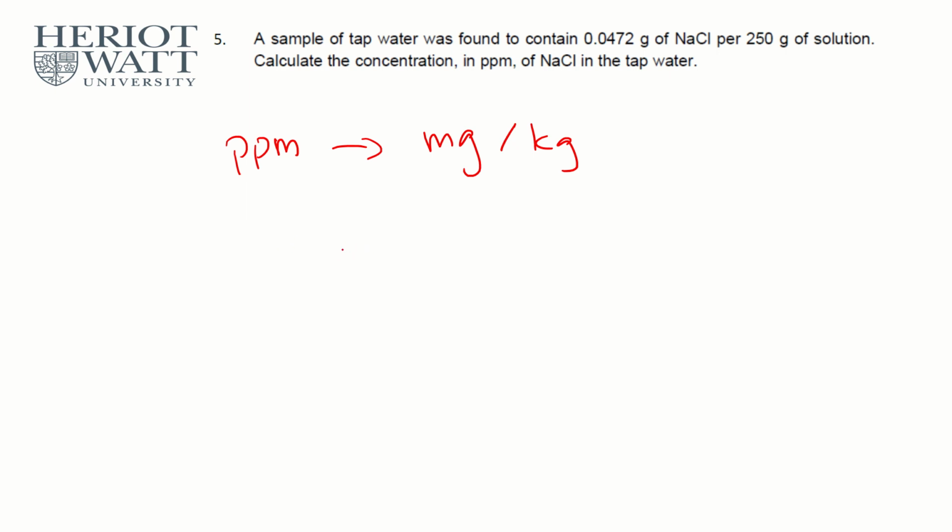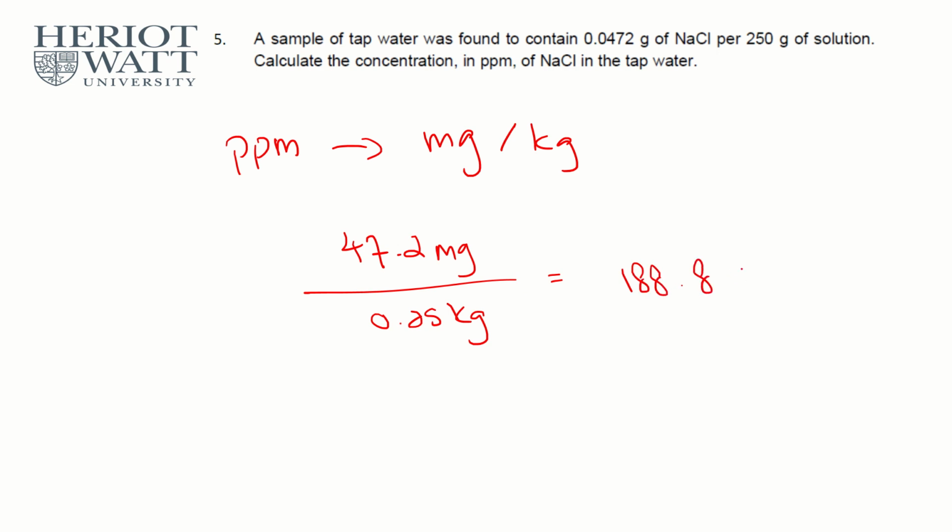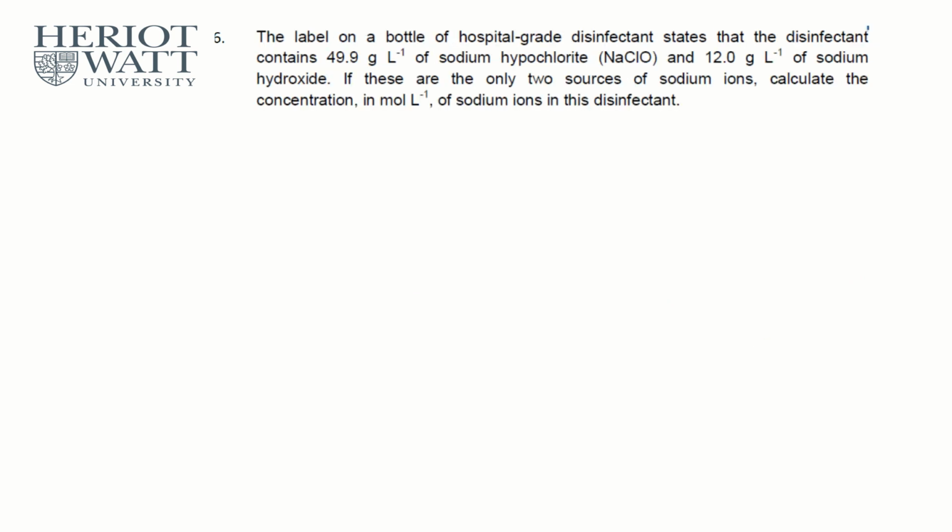So in this case, 0.0472 grams, you convert it into milligrams, you're actually getting 47.2 milligrams, divided by 250 grams of solution, which is equivalent to 0.25 kg of solution. Then you will get your answer as 188.8 milligrams per kg, or you may write your answer as 188.8 ppm. Okay, so it's the same unit here. Straightforward. Number 5, move on.